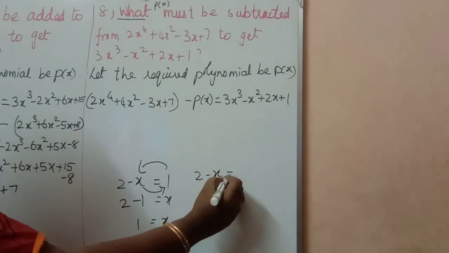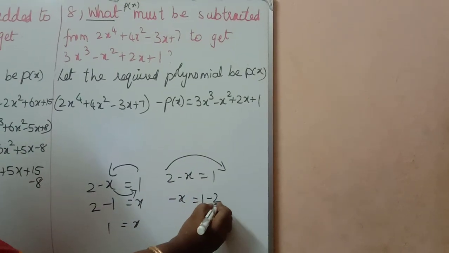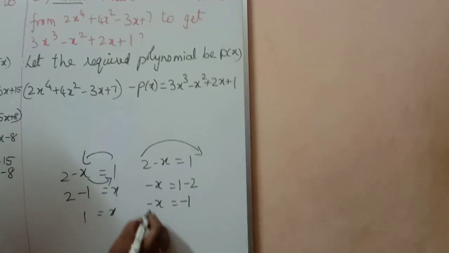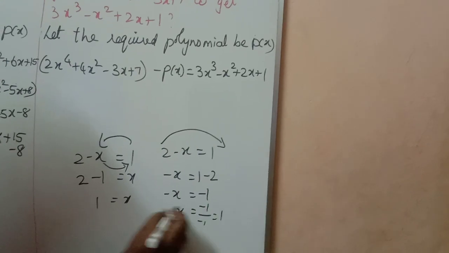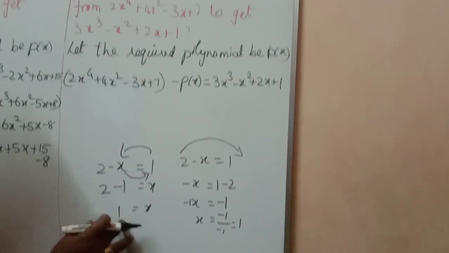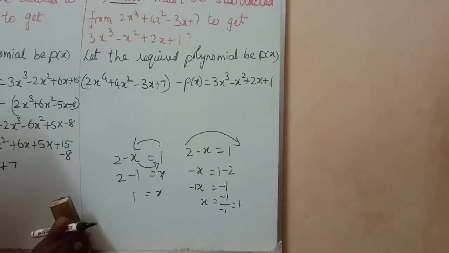Otherwise, 2 minus x equal to 1. We can write this constant alone here as minus 2. So minus x equal to, different sign, subtract and put the greatest number sign, minus x equal to minus 1. So x is equal to minus 1 by minus 1, that is 1. Minus x means minus 1x, so when we bring it, we have to divide, so we will get 1. Anyhow, we will get the same answer. Okay, so I am going to use this method. Can you understand?